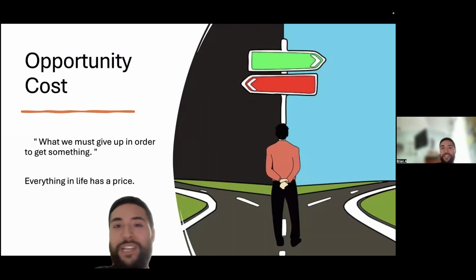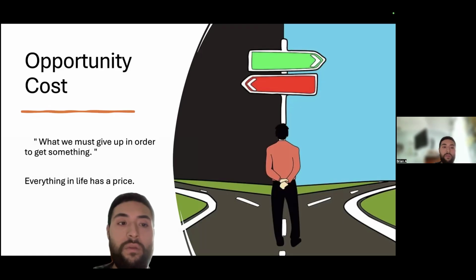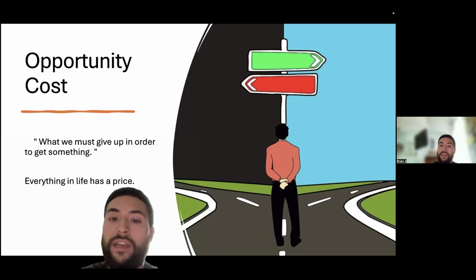Okay, now we've reached our second topic, opportunity cost. In class, we spoke of opportunity cost, and the definition given was what we must give up in order to get something. I think we all know what the definition is speaking about from experience. Everything in life has a price, whether it be monetary or not. Everything has a trade-off.